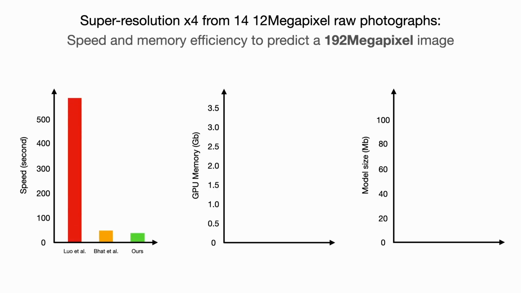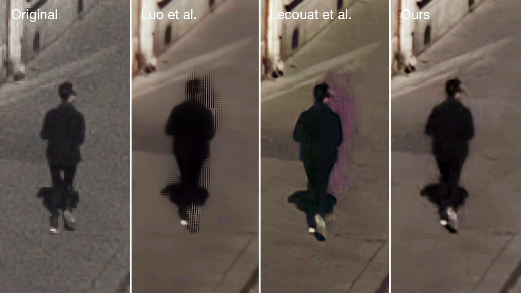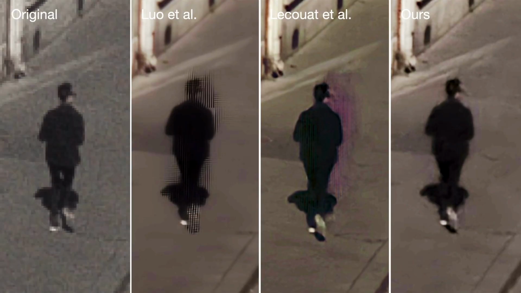We benchmarked the latency, GPU memory, and model size for the compared methods to produce a 192 megapixel image from the 14 low-resolution frames. In contrast to the pure neural network approaches of Bhat and Lecouat, our hybrid strategy greatly relies on the image formation model. As a result, a lighter CNN is in the same accuracy ballpark as the competitors, yet for a fraction of runtime and memory usage.